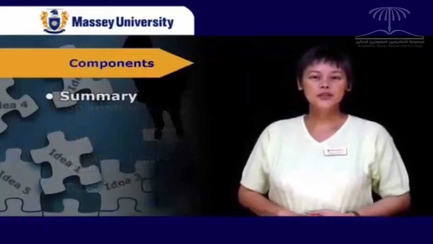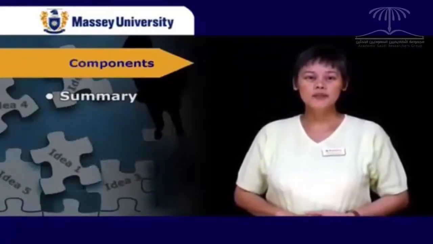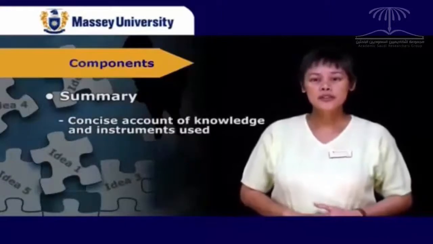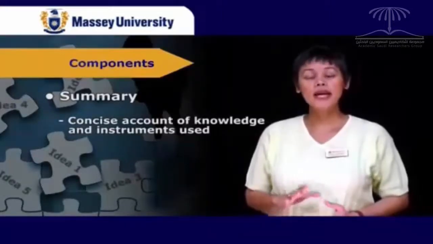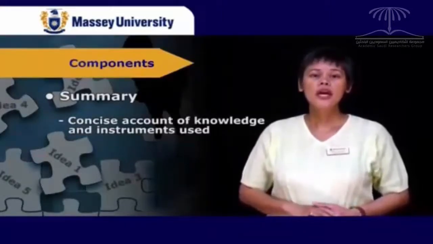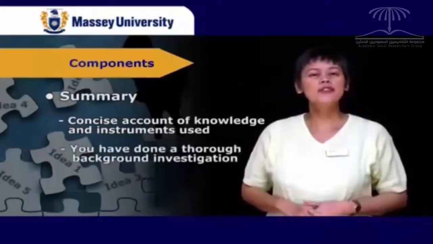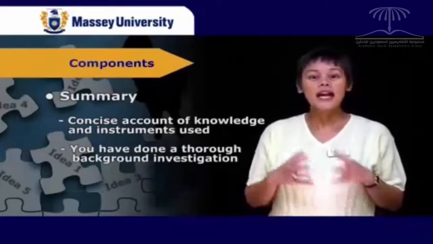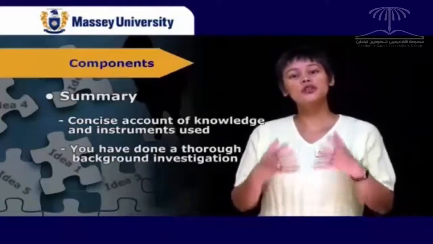At the end of your literature review, include a summary. The summary is a clear and concise account of the current state of knowledge on your topic and the instruments used. It should provide a sense that you have thoroughly examined the background to your study and thereby endorses the decision to research on your topic.